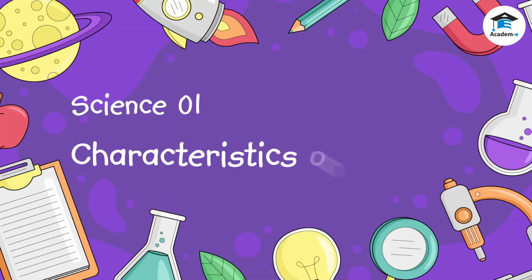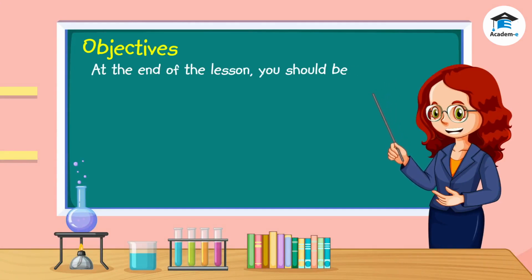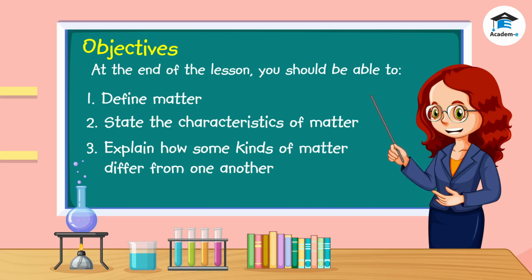Science 1. Characteristics of matter. Objectives. At the end of the lesson, you should be able to define matter, state the characteristics of matter, and explain how some kinds of matter differ from one another.